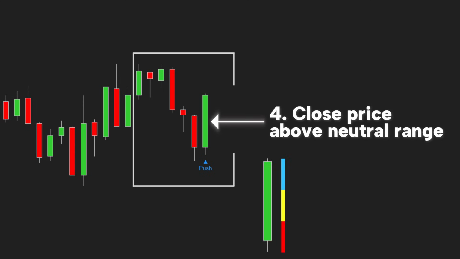Next, another important result condition is that the closing price of the candle must be above the neutral range. When the candle closes above the neutral range, it shows that within that single candle, the buy side maintained control from start to finish. In other words, throughout the formation of the candle, buyers kept the advantage and did not allow sellers to push price back into the neutral zone. A close above the neutral range reflects a clear, decisive, and confident bullish move within the candle itself without hesitation. This confirms that buying pressure remained strong until the candle closed.